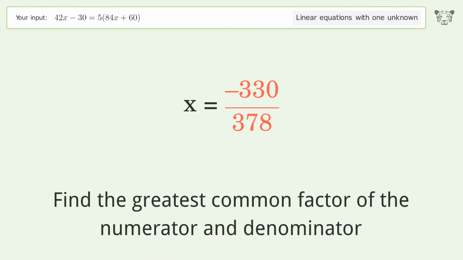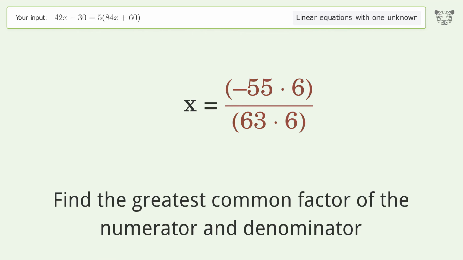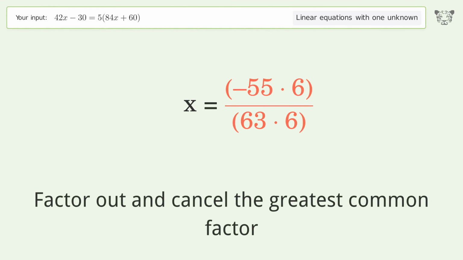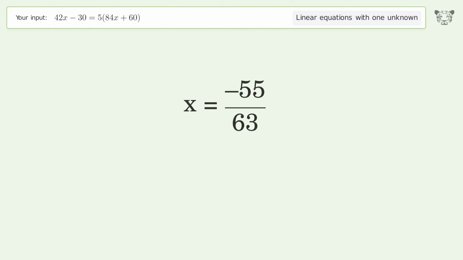Find the greatest common factor of the numerator and denominator. Factor out and cancel the greatest common factor. And so the final result is x equals negative 55/63.